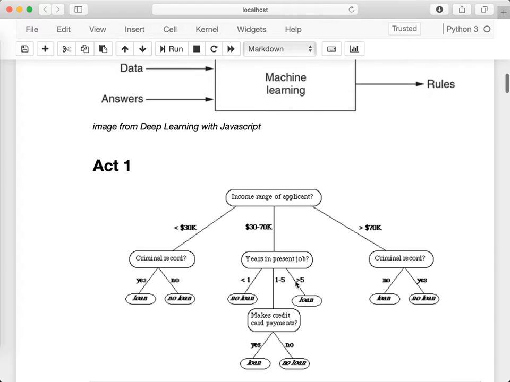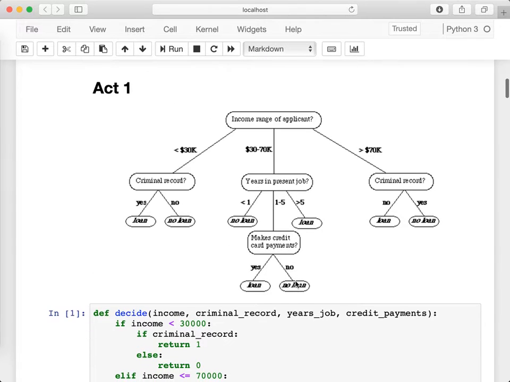We're going to do this simple exercise. We're going to start with a classical programming paradigm by writing a program to implement this decision tree. And then we're going to write a machine learning program to basically uncover this decision tree from the data provided by this program. And this decision tree is basically a loan application approval program.